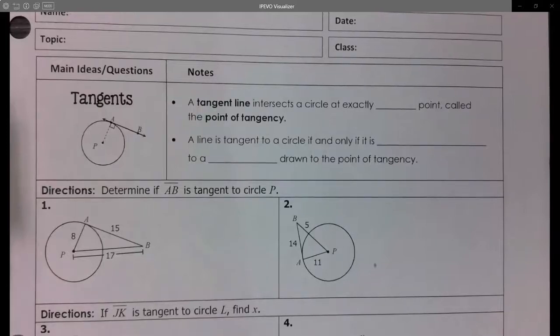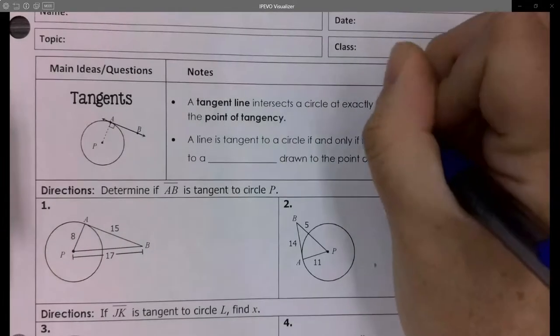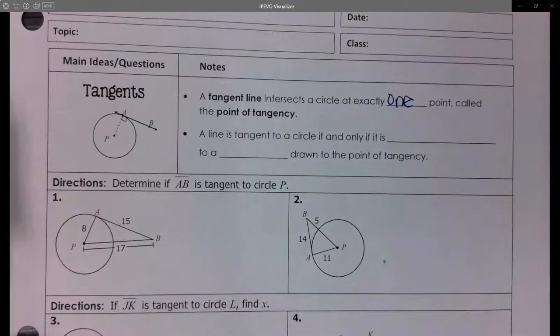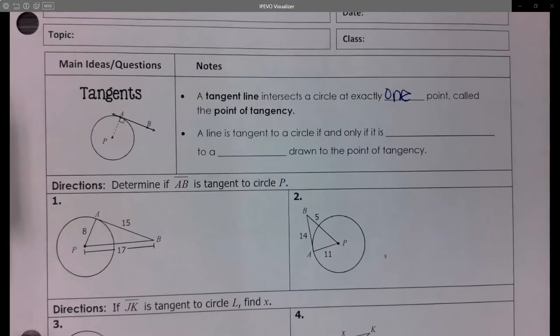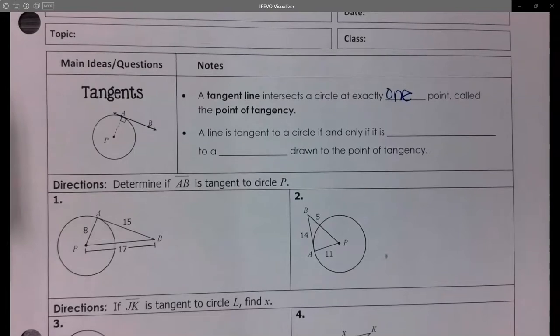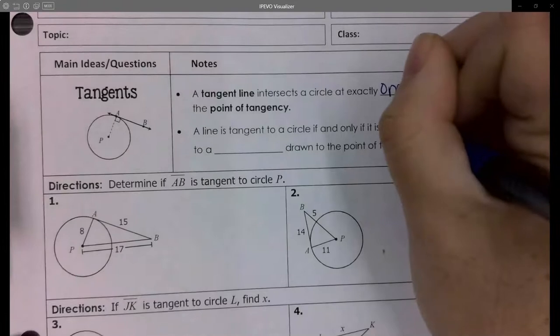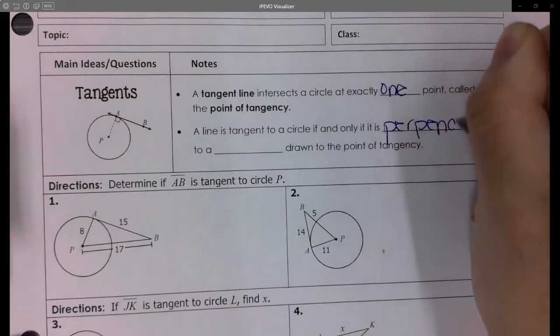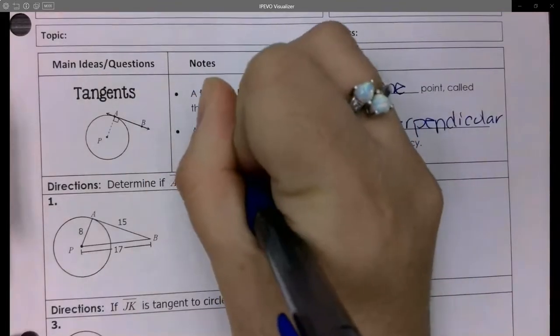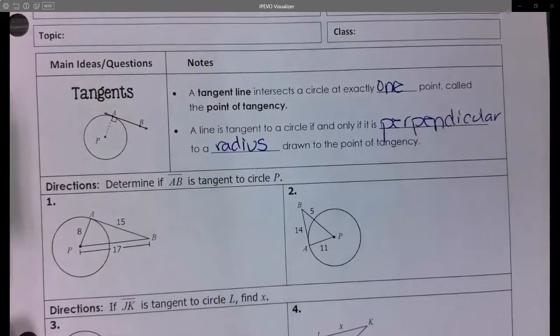Today we are talking about tangents. A tangent line intersects a circle exactly at one point, called the point of tangency. A line is tangent to a circle if and only if it is perpendicular to a radius drawn to the point of tangency.